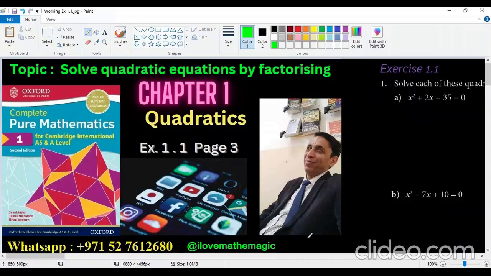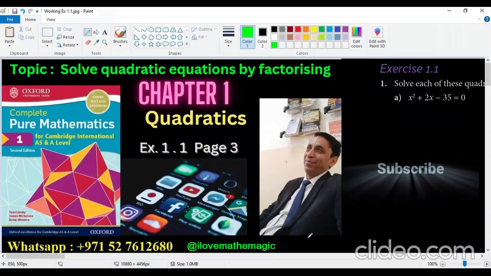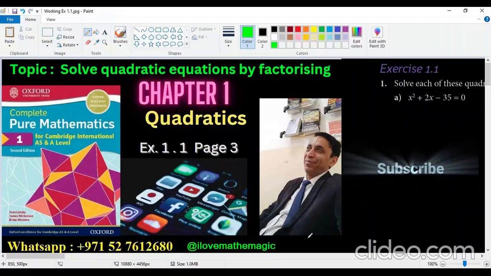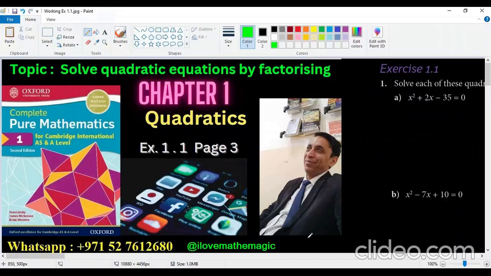Hello everyone. This is the Complete Pure Mathematics for Cambridge International AS and A-level book that I'm using, because so many subscribers and so many students of mine asked me to work out quadratic equations by factorization. So I'm using this book, and I have taken chapter 1, which is quadratics. I'll be starting with exercise 1.1, which you can find on page 3.